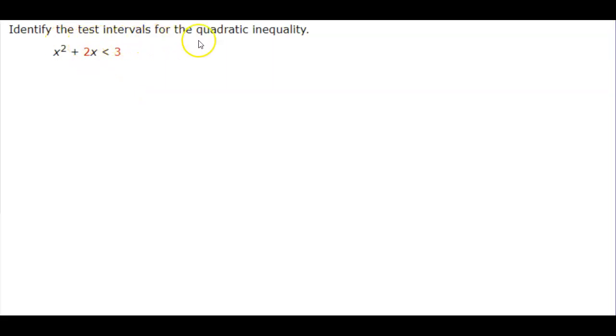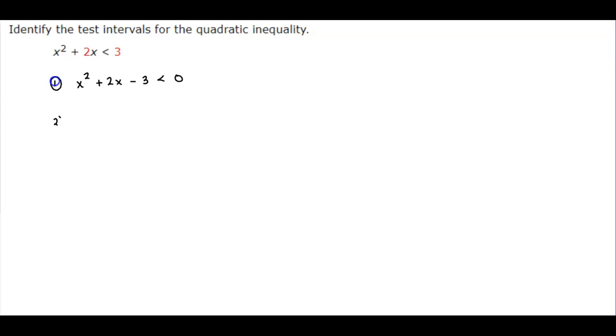Identify the test intervals for the quadratic inequality. We have x squared plus 2x, which is less than 3. So the first thing we're going to do is subtract 3 from the left side. So we get x squared plus 2x minus 3, which is less than 0.